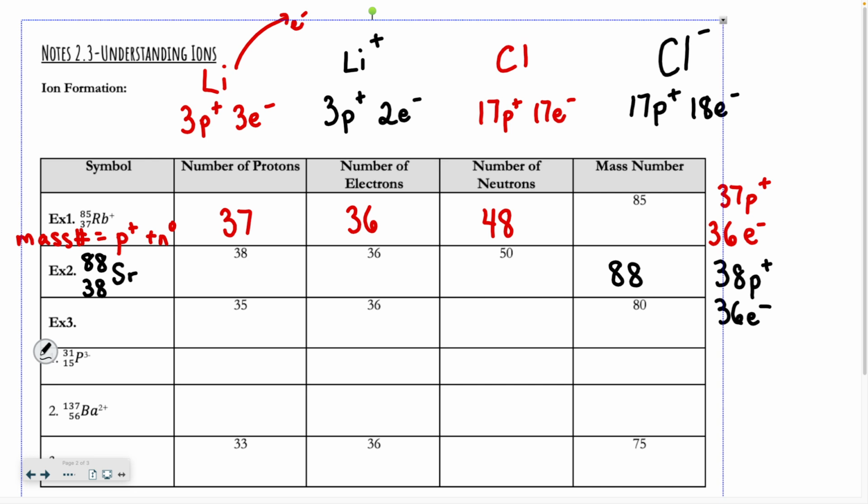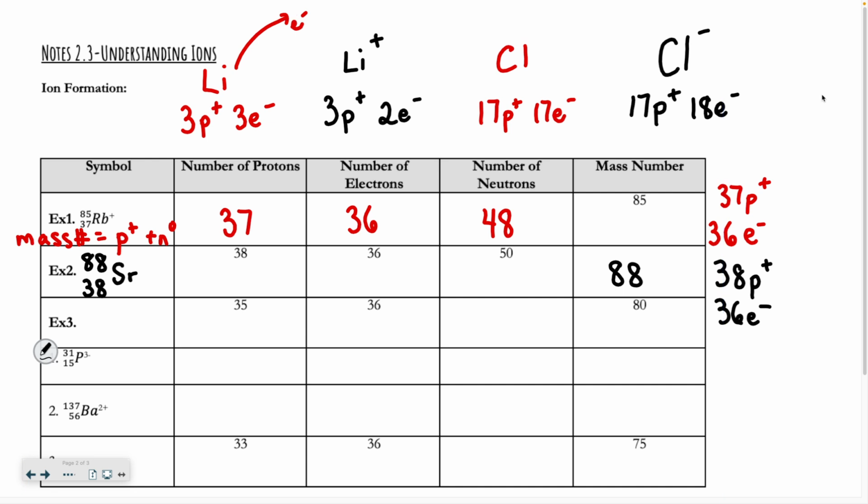All right, so what exactly is this telling me? Well, what this is telling me is that I have two more protons than I have electrons. So two more protons than electrons, that means I have a 2 plus charge. So strontium has a 2 plus charge.